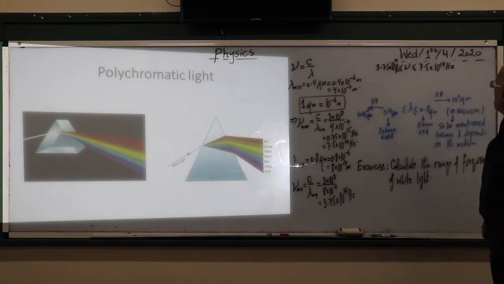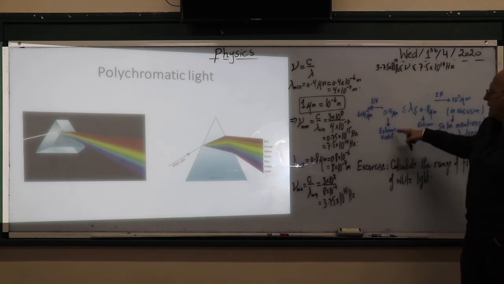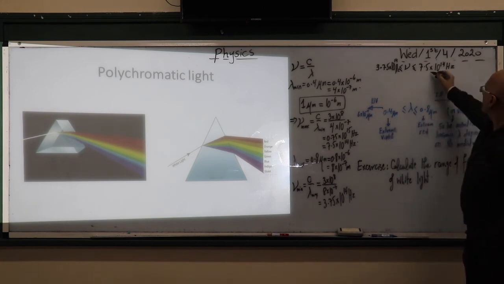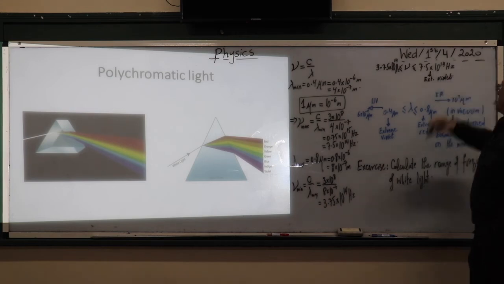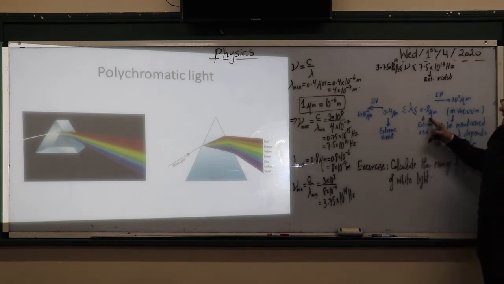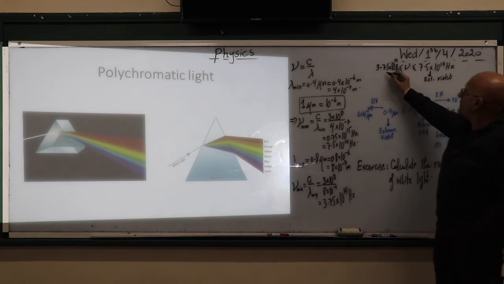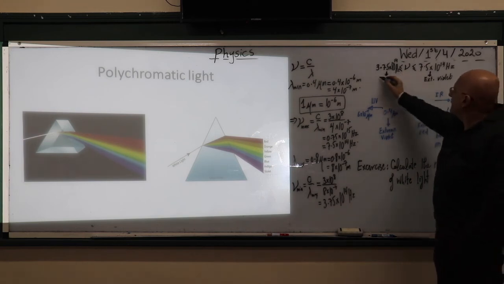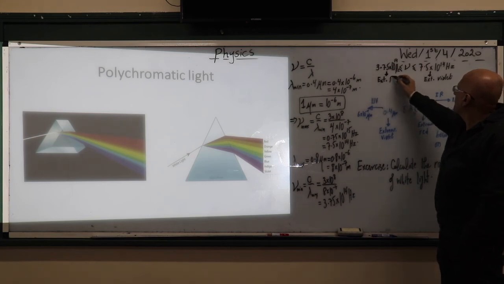Notice here, the extreme violet has minimum lambda 0.4 micrometer, but maximum frequency. So this is the extreme violet. Also here, the extreme red has maximum wavelength but minimum frequency. So the naming has reversed.